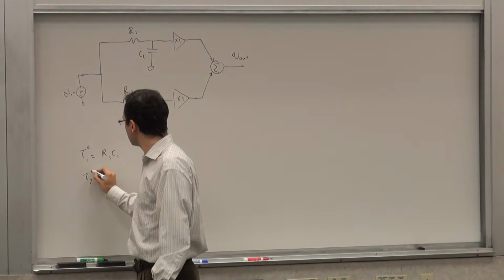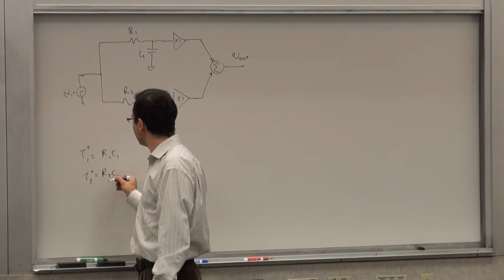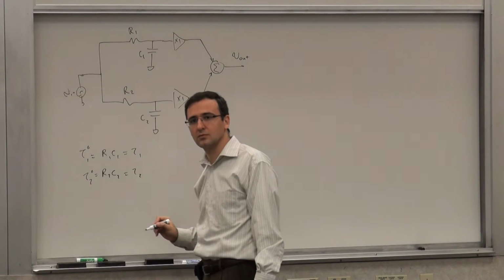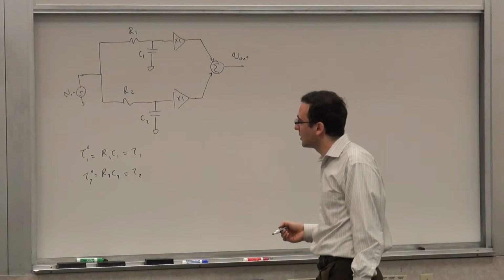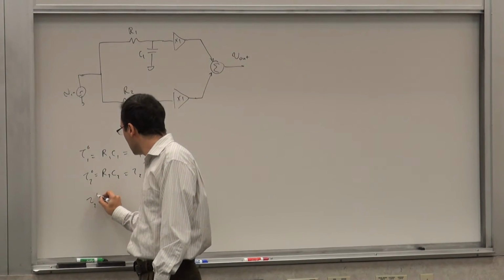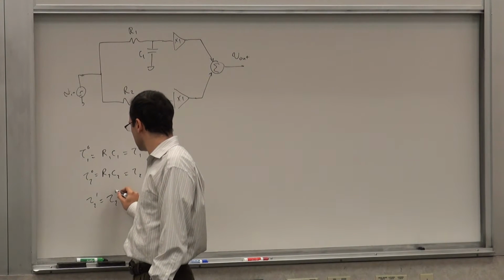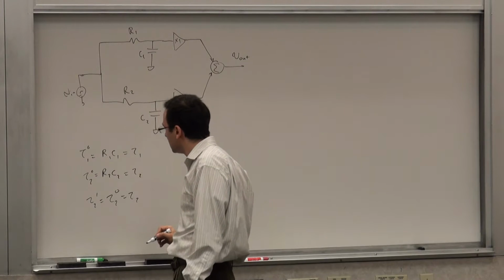Tau 2 0 is R2 C2. And in this case, since they're uncoupled, I can just write this as tau 1 and tau 2. But what's the overall transfer function? Of course, and then there's tau 2 1, which basically we argued is equal to tau 2, equal to tau 2 0, which is tau 2.